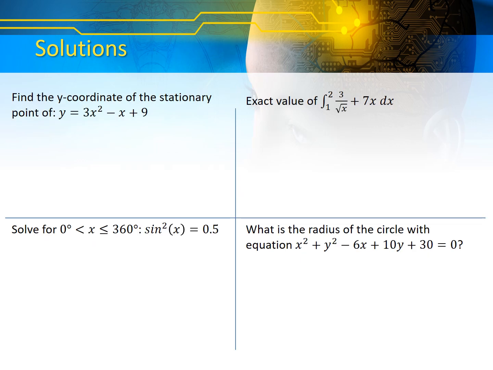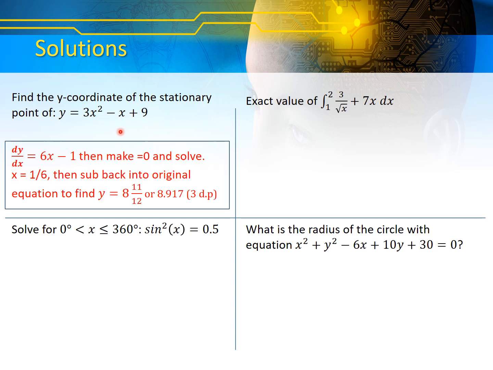Okay, so here are the solutions. The first question asks you to find the y coordinate of the stationary point. So differentiate it first, and you get 6x minus 1. Make it equal to 0 because it's a stationary point and solve it for your x value. Once you've got your x coordinate, you can sub it back in to get your y coordinate value. I've left mine as a fraction, but if you've left it as a decimal, that's fine. The problem with the decimal is that it continues, so you're going to have to round it, and if you round it, you need to say what you've rounded it to, whereas a fraction is a lot neater.